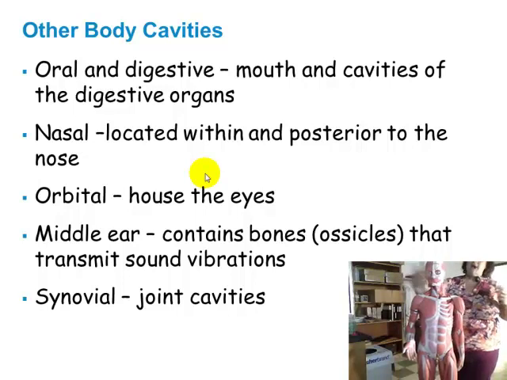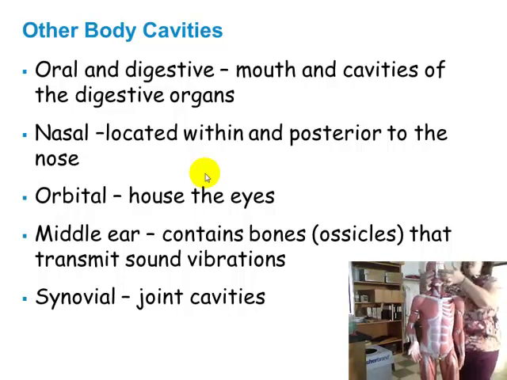Then we have the nasal cavity. The nasal cavity has only one opening, so air comes in, air goes out. The nasal cavity does link up with the oral cavity, but it's separate in terms of it doesn't link to the digestive cavity, or it shouldn't. Then we have the orbital cavity, and I can't show you very well on this, but it's the cavity created by the bones where the eye is housed.